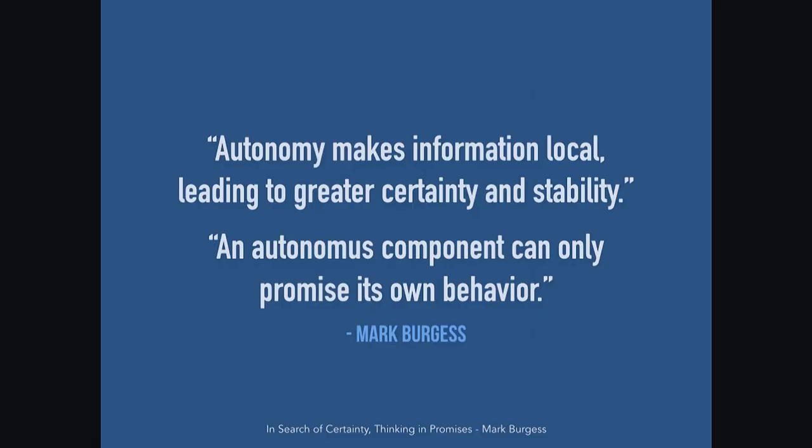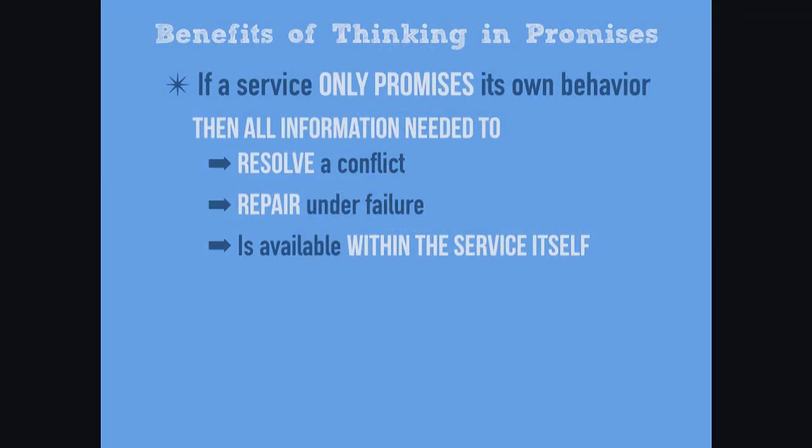Mark Burgess also said that autonomy makes information local, leading to greater certainty and greater stability in the system, and that an autonomous component can only promise its own behavior. Embracing this really simple but extremely profound fact, I think, can have huge implications in how we design collaborative systems. Because if a service can only promise its own behavior, then all information that is needed to, for example, resolve some sort of internal conflict, or repair itself under failure is available in the component itself, okay?